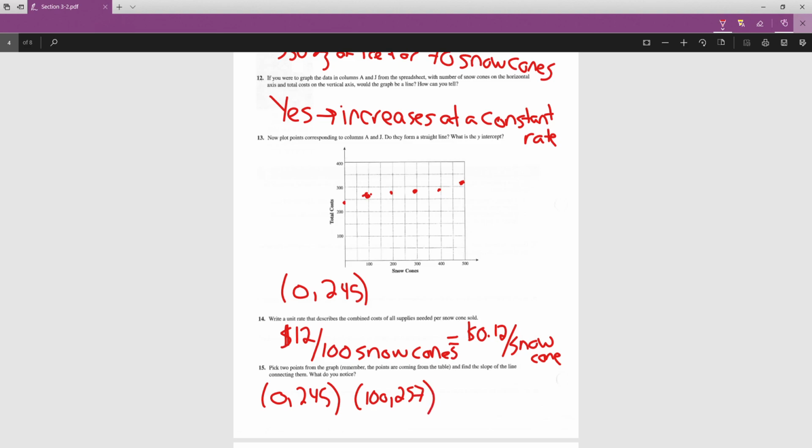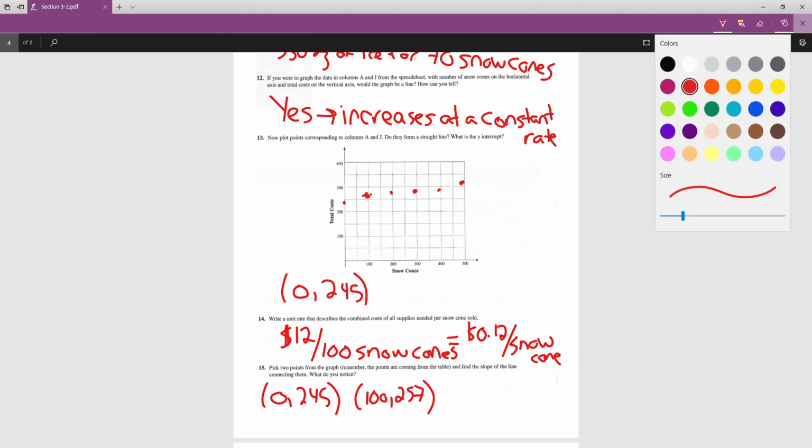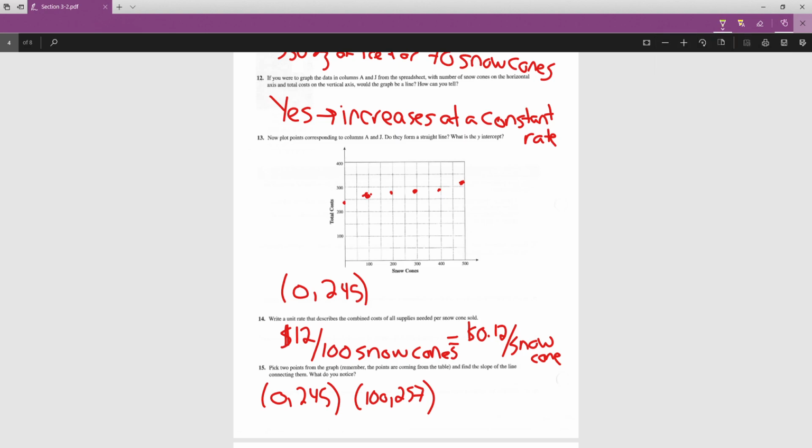And let's go ahead and find the slope. We subtract the y values, so let's do this in a different color to make it stand out a little bit. 257 minus 245. On the bottom, I have to pick the x that went with the 257, which is 100, minus 0. I get 12 over 100. Almost out of room here, which does give me that 0.12. Again, it confirms what we figured out in the previous problem.